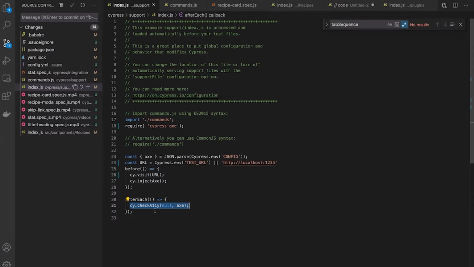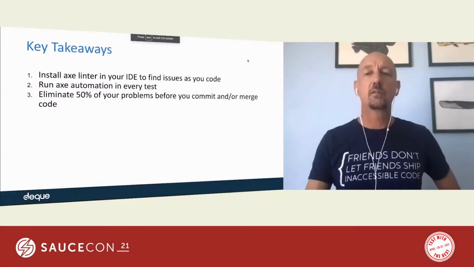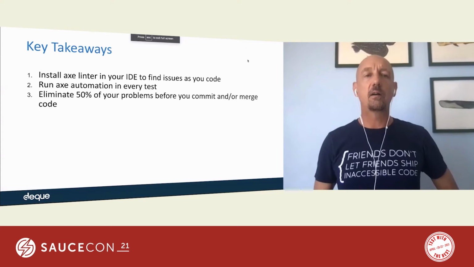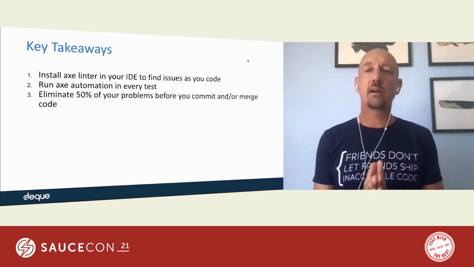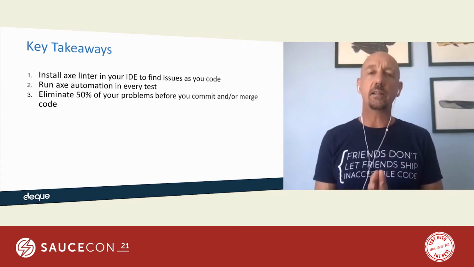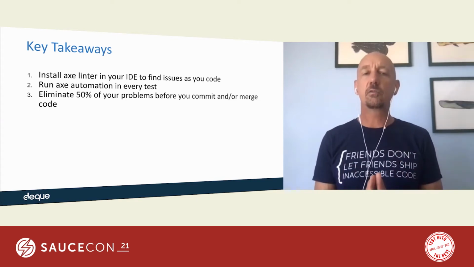All right, let's go back to the presentation now. So what I just showed you gives you about 50% of that feedback. The key takeaways there are: get your developers to install ax linter into their IDE. That allows them to find issues while they're coding.